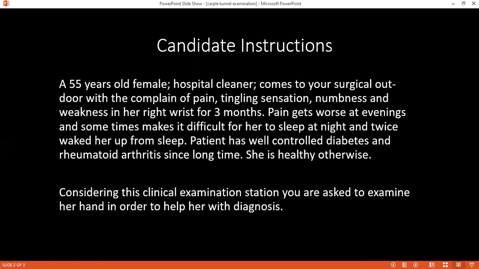Okay. Then I will ask for a pillow, and I would ask the patient to keep their hand over the pillow. Then on the dorsal side, I will inspect the dorsum of the hand. I will look for skin color change, swelling, deformities, any nail changes, or any muscle wasting.